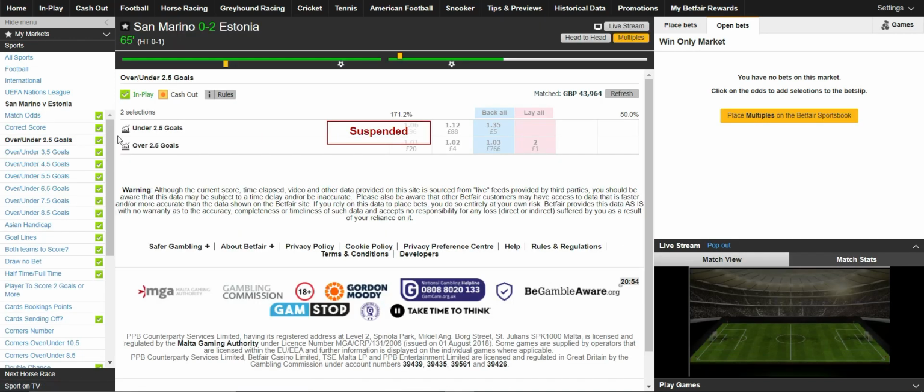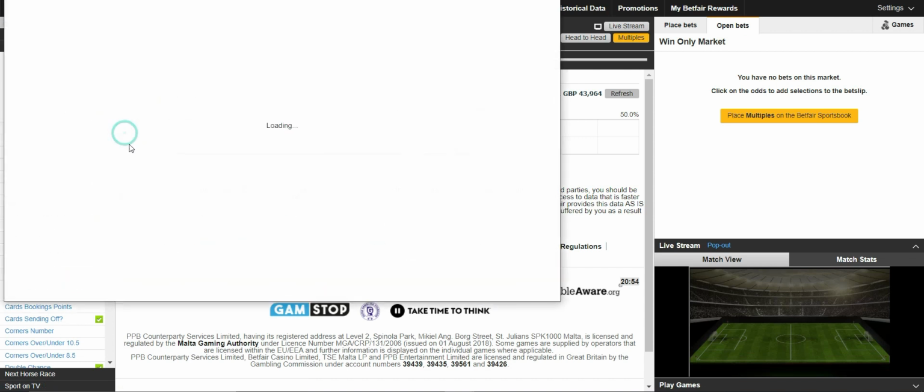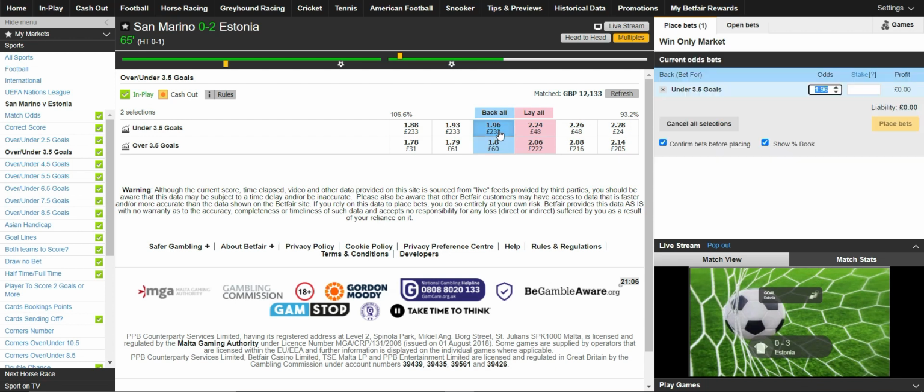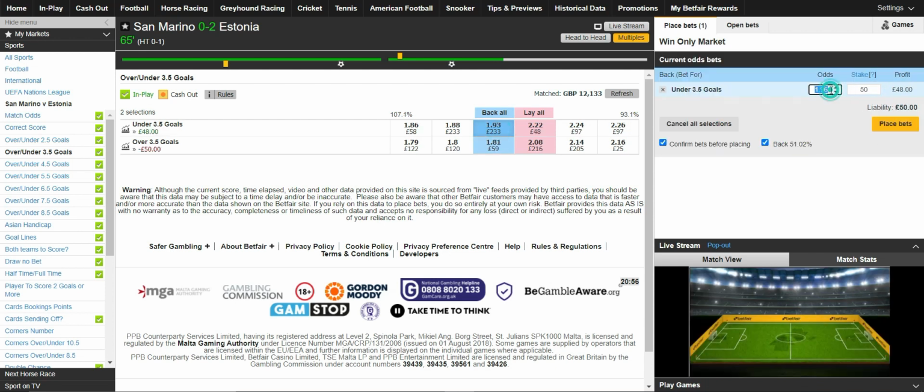So I'll jump onto the market below and check where the odds sat before conceding. Looks like it was around decimal 2.5 or below. And with this knowledge, I will jump back over to the under 3.5 market and place a £50 back order and see if we can get matched.